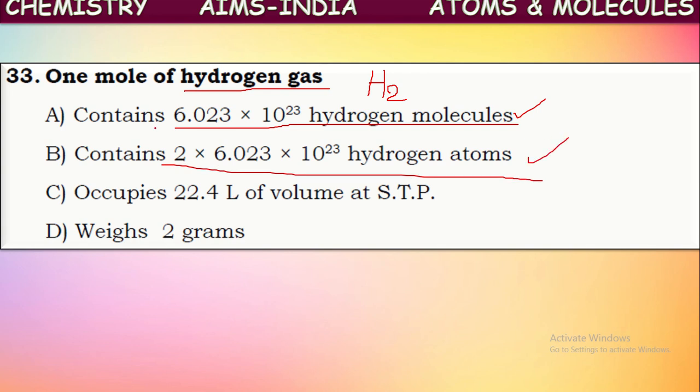And we know 1 mole of any gas occupies 22.4 liters of volume at STP. This is also true regarding 1 mole of hydrogen. This occupies 22.4 liters of volume because they mentioned here 1 mole of hydrogen. So it is also correct. Next, it weighs 2 grams. Yes, we know the molecular mass of hydrogen is 2. So 1 mole of hydrogen gas weighs the gram molecular weight. The gram molecular weight of hydrogen becomes now 2 grams. So this is also correct. So all these statements are true about 1 mole of hydrogen.